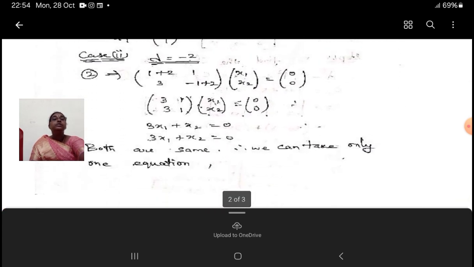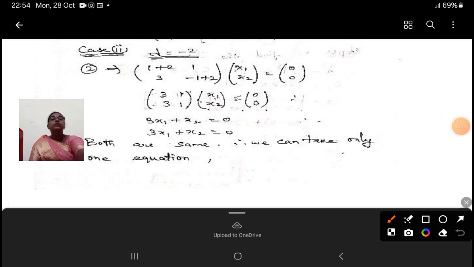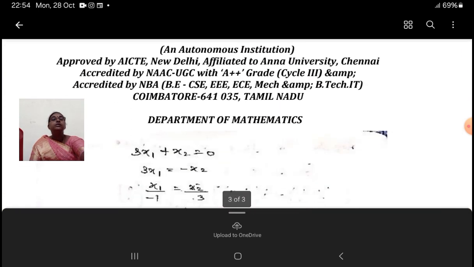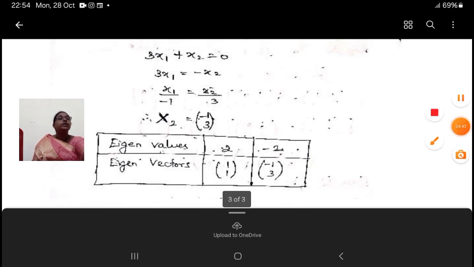We move on to the next eigenvalue, lambda equal to minus 2. Substituting lambda equal to minus 2, minus of minus becomes plus. So 1 plus 2 and minus 1 plus 2. After this we get the idea that it is the same equation. If it is the same equation, you take only one equation. That one equation is 3x1 plus x2 equal to 0. It is enough to take only one equation.